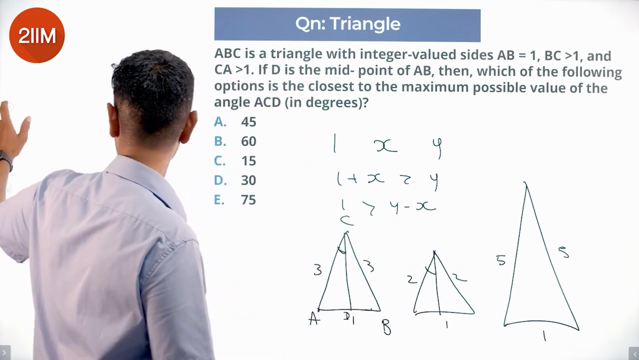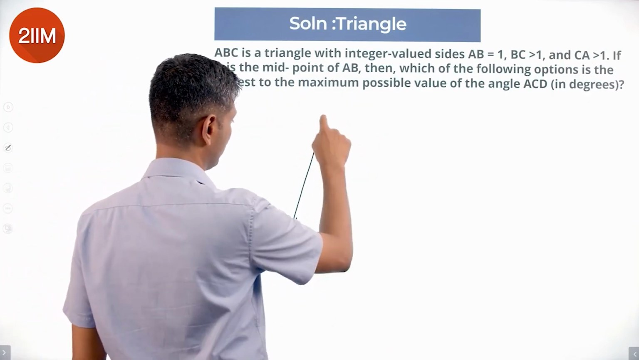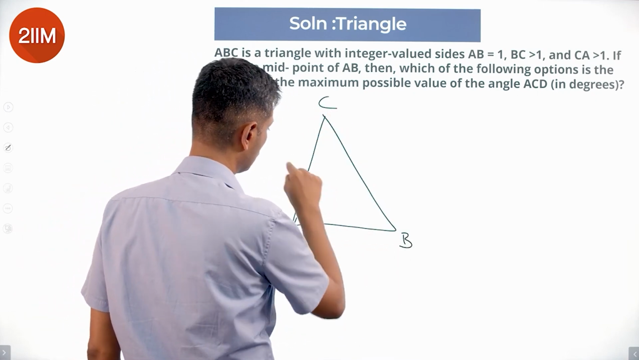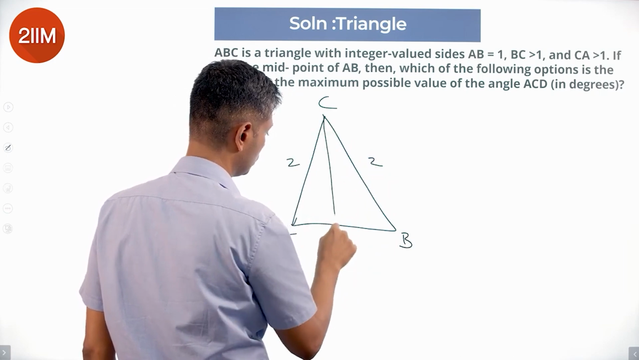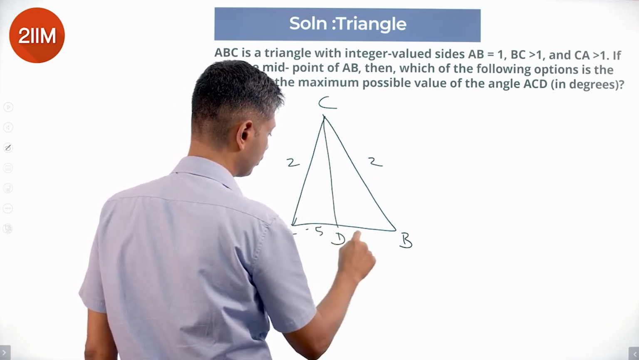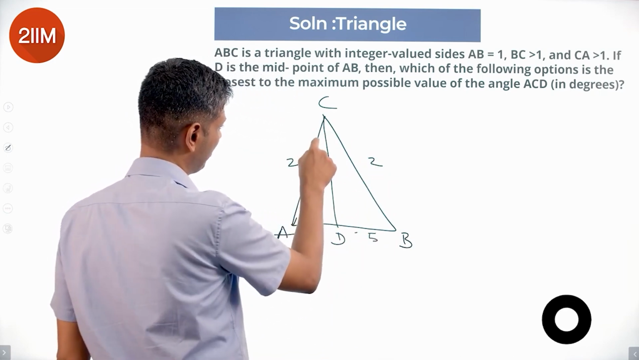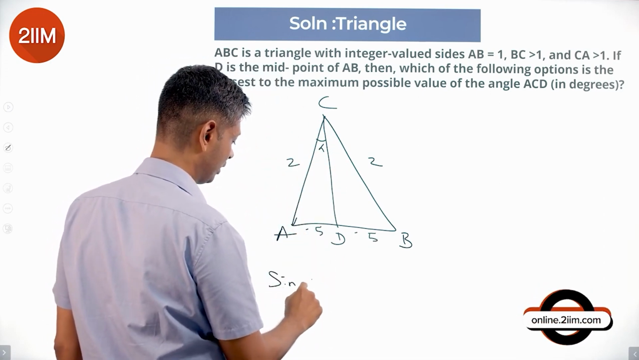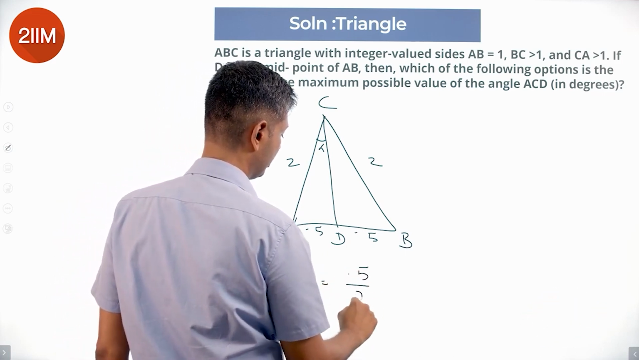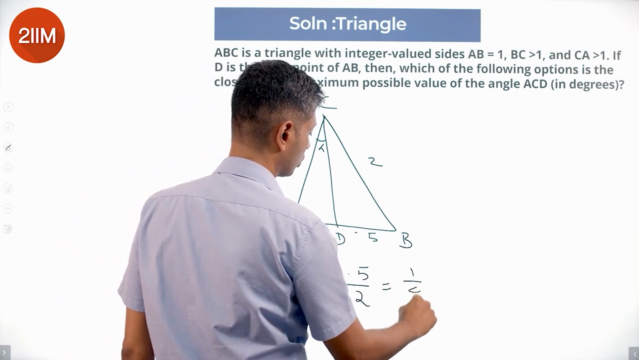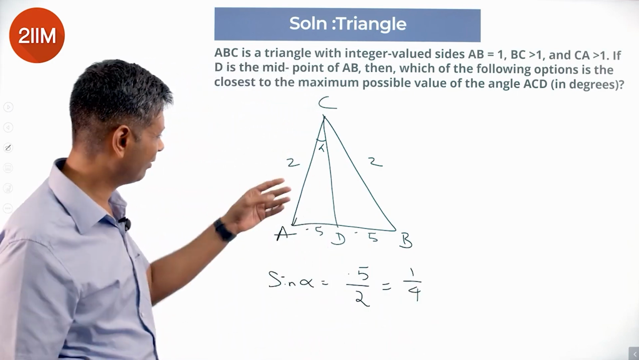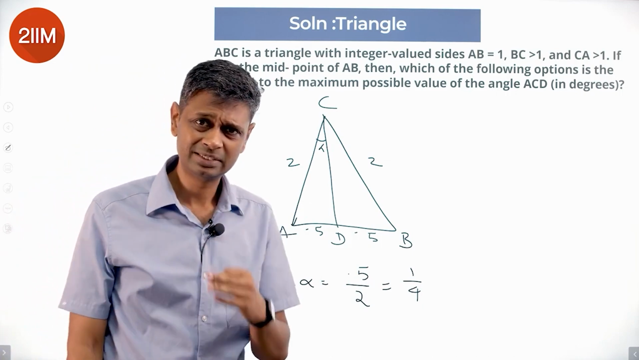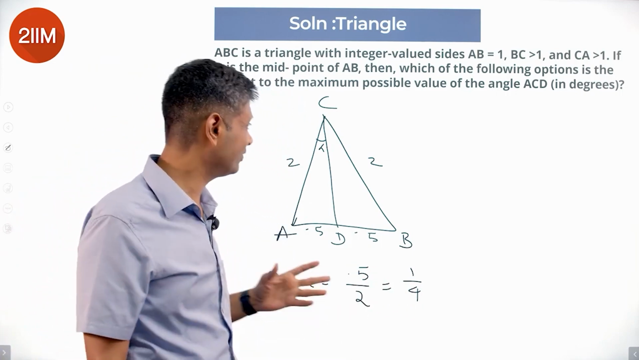Lovely. So let's do this. 1, 2, 2. Draw this triangle. C, A, B, 2, 2, D, 0.5, 0.5. We want to find the maximum value of this angle. We call this angle alpha. Then sine of alpha is 0.5 by 2, which is 1 by 4. Sine 30 is half, and this is half of that. So our angle is definitely less than 30.